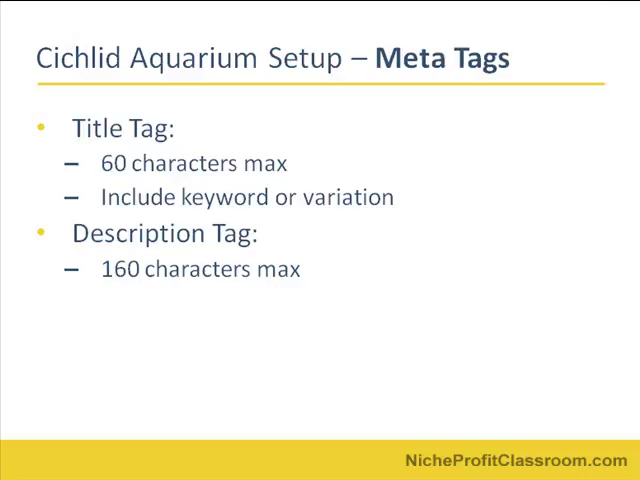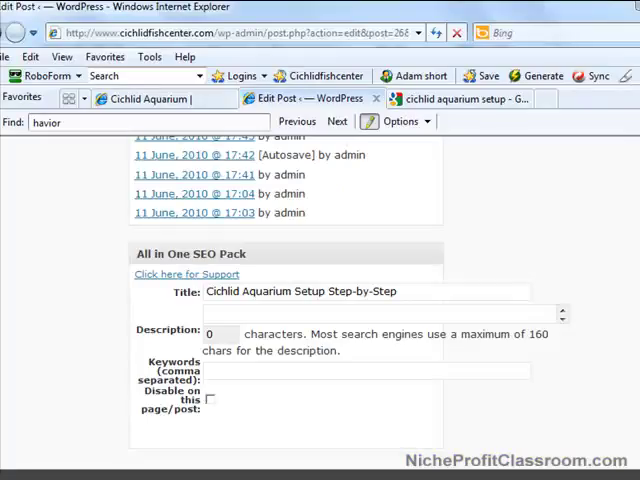After that, Google's just not going to count anything after that. And again, we want to include our keyword or variation. Now, because I've included my main keyword in my title tag, I'm going to go ahead and use a variation for the description tag. So when you're writing your description tag, you just want to write 1 to 2 sentences, even up to 3 sentences, that describes what your article is about.